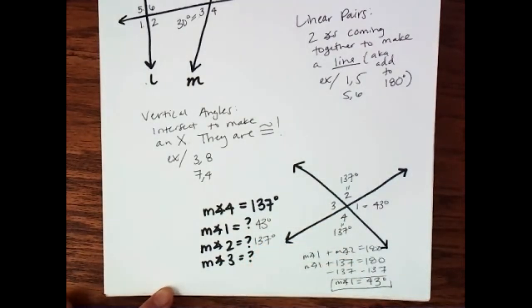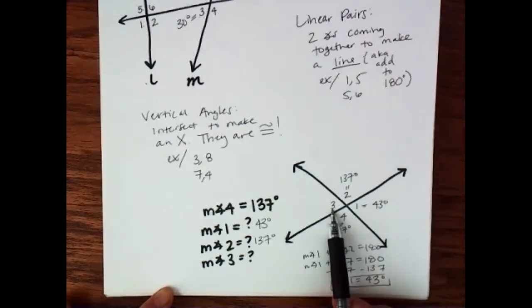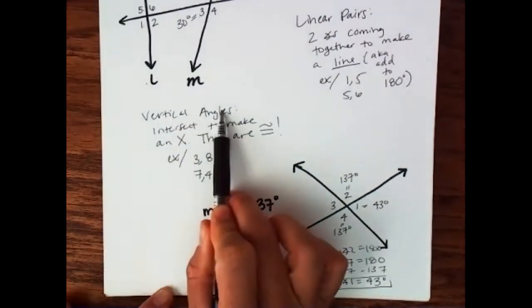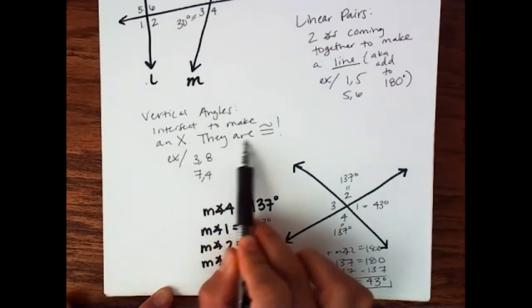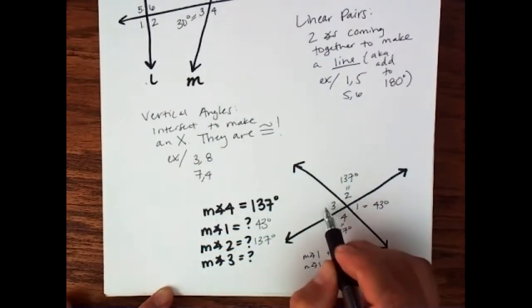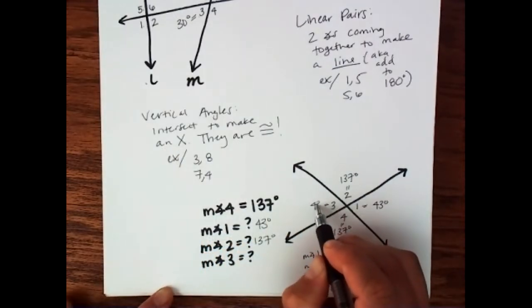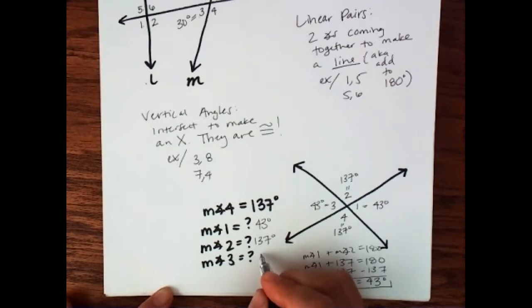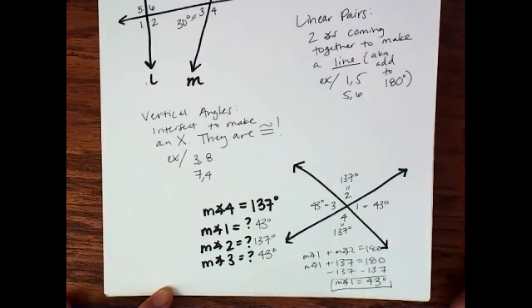Instead of having to do all that math all over again, you can just go ahead and say that angle 3 is 43 degrees due to the fact that it's directly across from angle 1, and once again, vertical angles. So now you know that angle 3 is 43 degrees, and you've solved for all 4 angles.